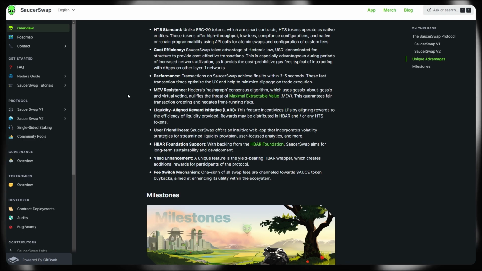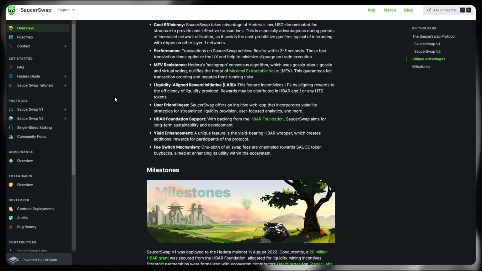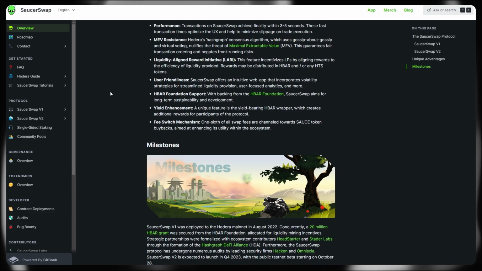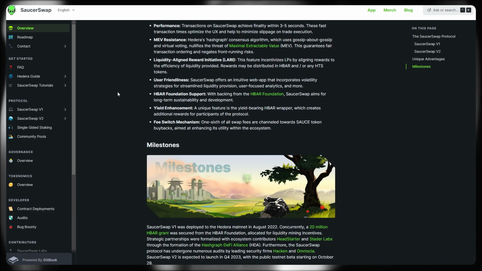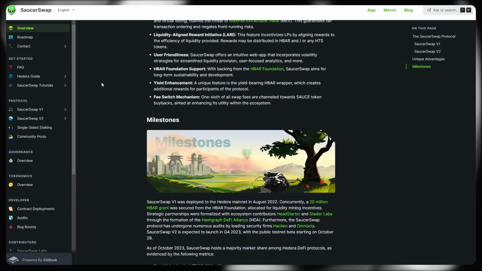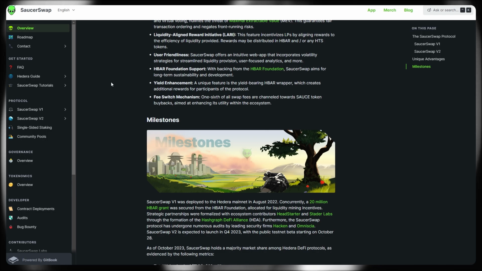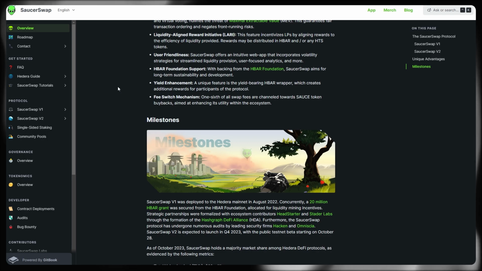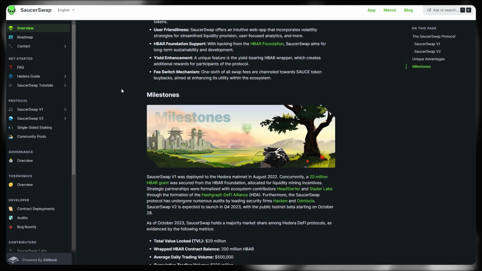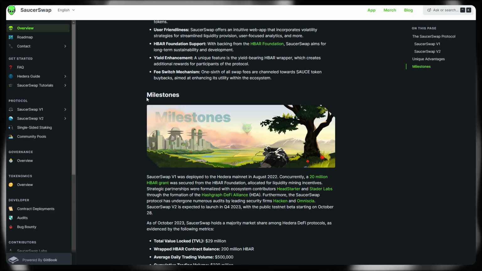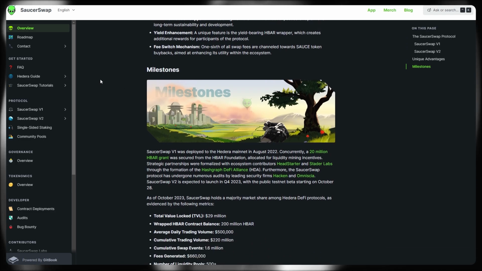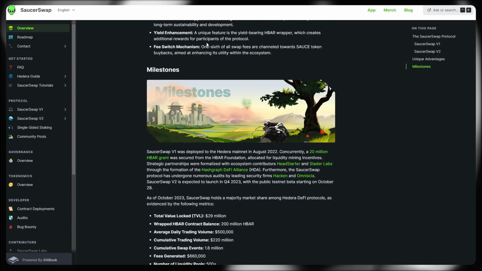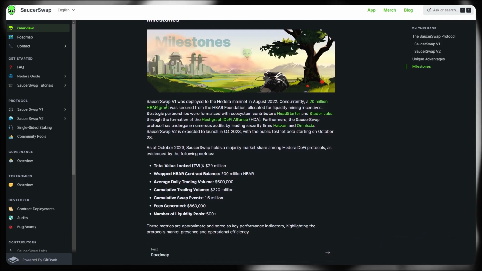Liquidity aligned rewards initiatives as well. LGN is the nickname. This feature incentivizes those liquidity providers by aligning rewards to the efficiency of the liquidity provided. Rewards, of course, may be distributed in HBAR or any other HTS tokens. User friendliness, the SaucerSwap UX design, of course, is very, very good, and they keep making minor improvements over time to make sure it's straightforward. HBAR Foundation support, they do have backing from the HBAR Foundation themselves, and they aim for that long-term sustainability and development. A few other things here as well, fee switch mechanisms and yield enhancements. Of course, all good stuff.